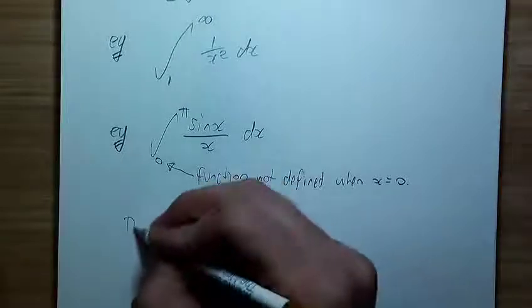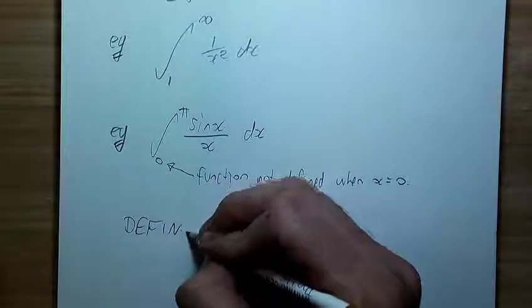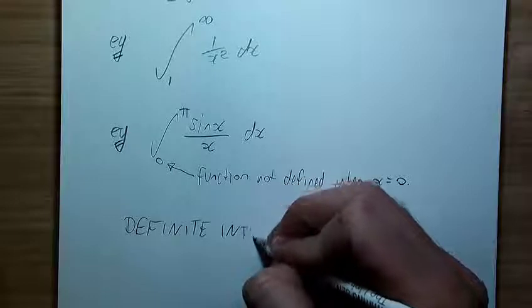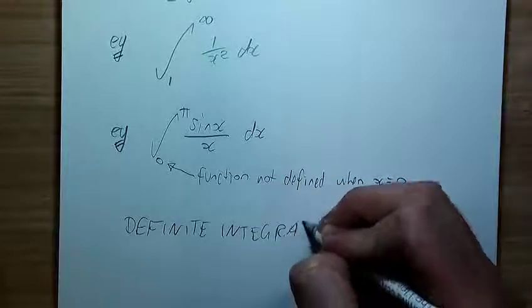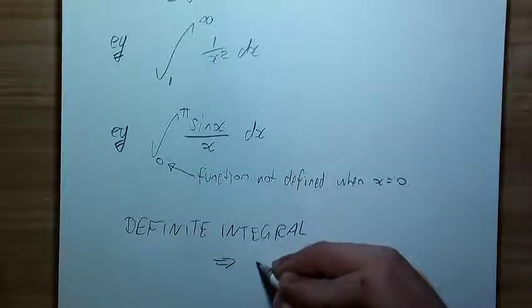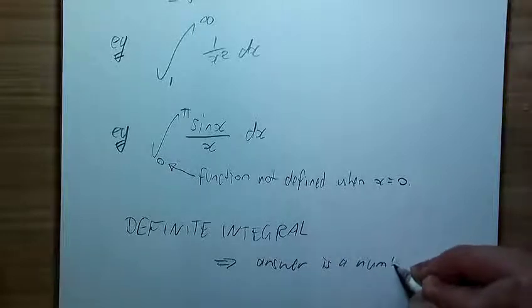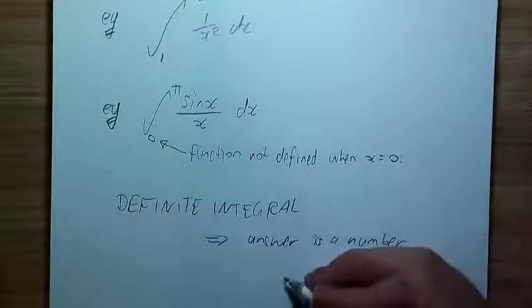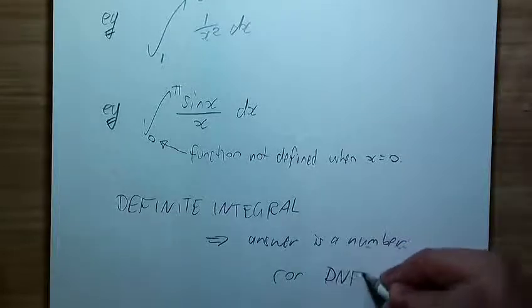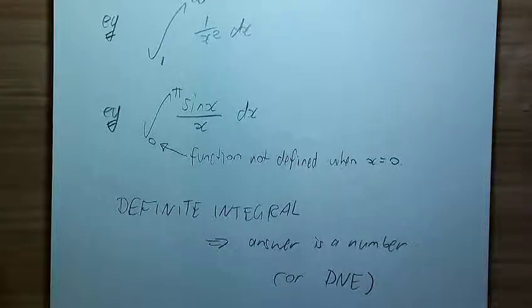So that means that the answer is a number. Or the answer could be it does not exist. They're the options that we could get. It either will come out to be a number. The number could be 0, it could be 1, it could be 462, it could be pi, or it might not exist at all. And that's what we want to know.